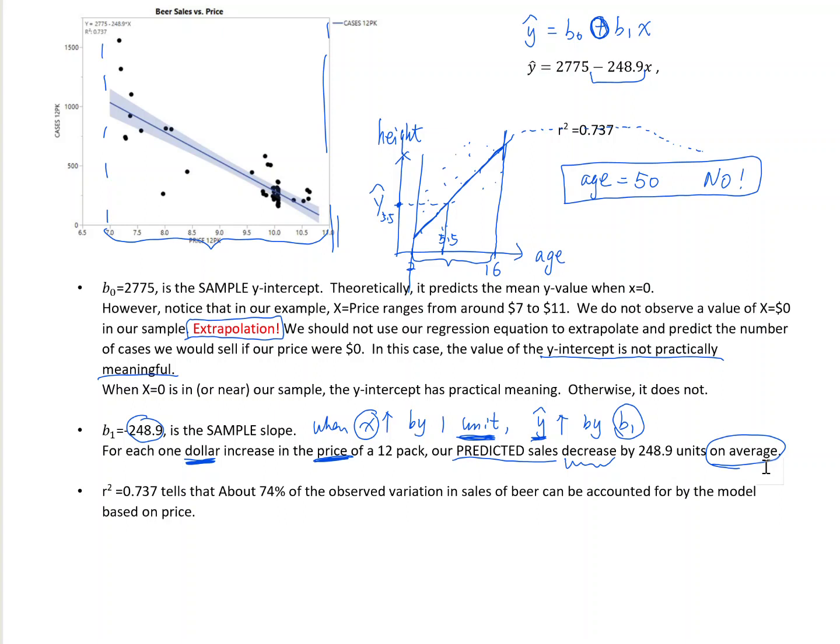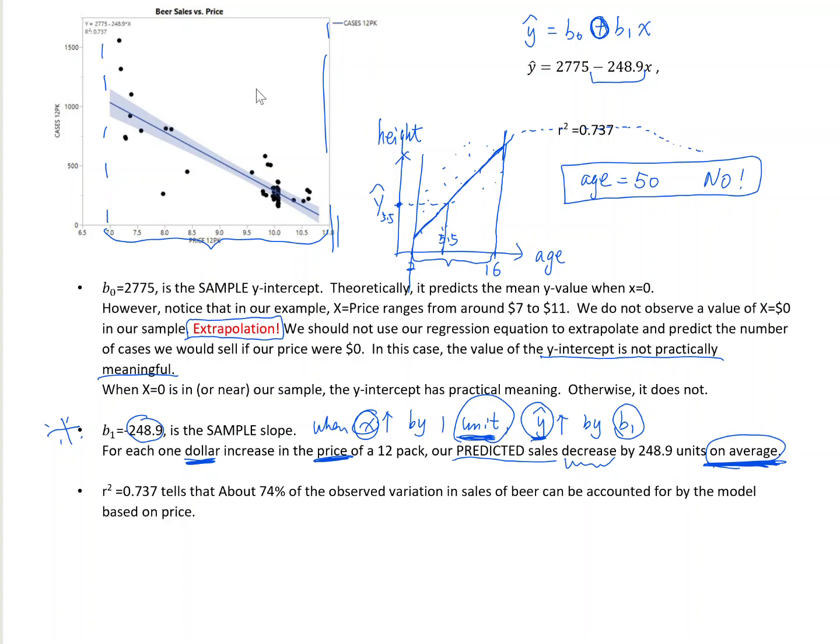Right, so I think it's pretty important to understand how to interpret this B1 correctly. Right, so first you need to make the detailed x variable and y variable. The second, you need to change the unit. Right, and then the next thing is you need to decide it is increase or decrease. And then the last one, don't forget about the last, on average.